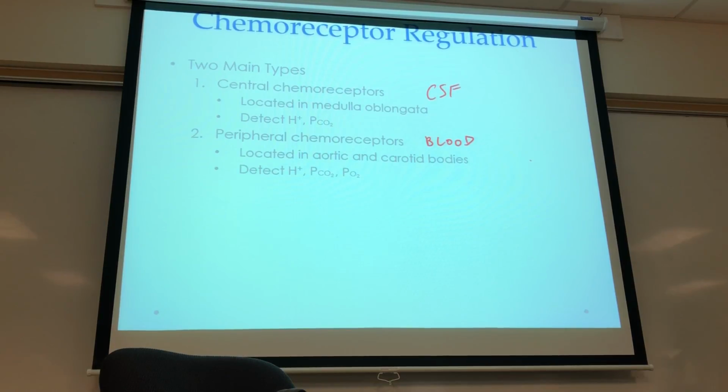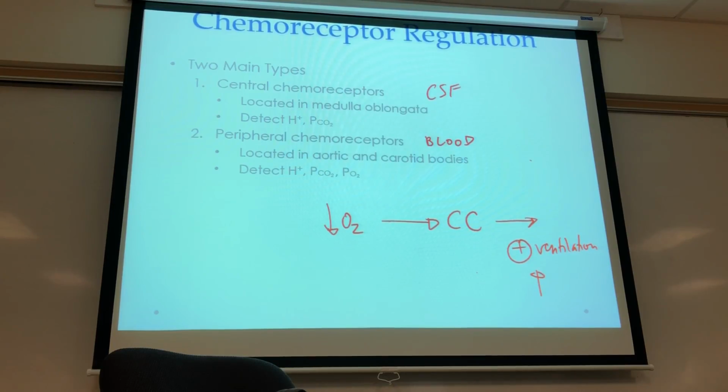So when we see a decrease in O2, we see our chemoreceptors feeding back into our control center. Again, our control center would be, in this case, the medulla oblongata, which would then cause an increase in ventilation, which therefore will see an increase in O2. All that is negative feedback. What starts off with low O2 results in an increase in O2.